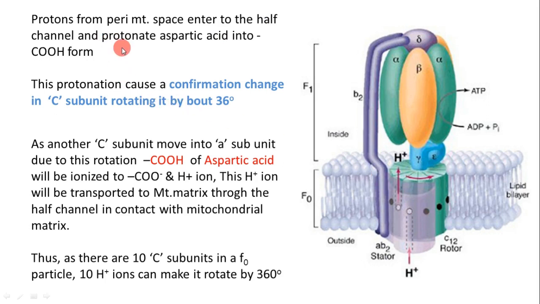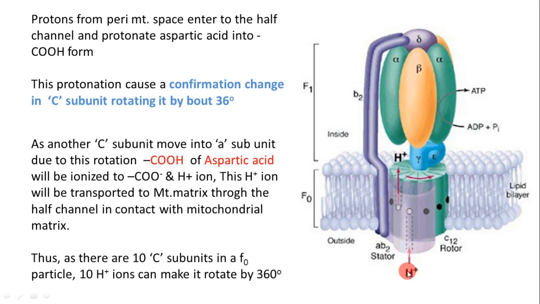Then what happens when the proton flow occurs from the perimitochondrial space into the mitochondrial matrix through these half channels? You know, inside here in the perimitochondrial space, there are a lot of H plus ions. Their concentration is high there, so they have a greater tendency to flow back into the mitochondrial matrix. So here the only way for their passage is these half channels.